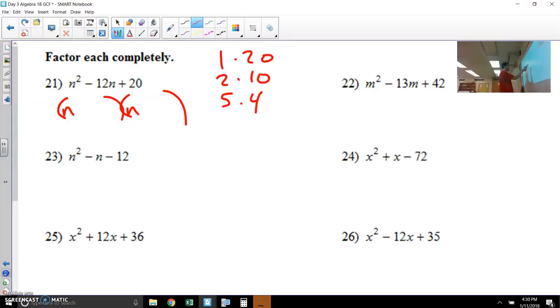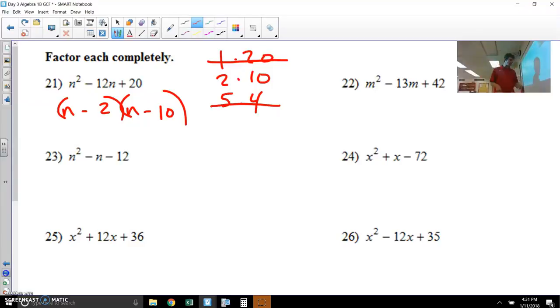So 5 and 4 could add or subtract to be 9 or 1. 1 and 20 could add or subtract to be like 19 or 21. But 2 and 10 could add to be 12, could subtract to be 8, or even negatives of these values as well. So if I'm wanting to get to a positive 20, that means both of these signs are the same. They're either both positive or they're both negative. Well, if everything's positive, then I won't get a negative 12, and so that negative 2 and that negative 10 is how they're going to multiply to be 20, but still add to be negative 12.